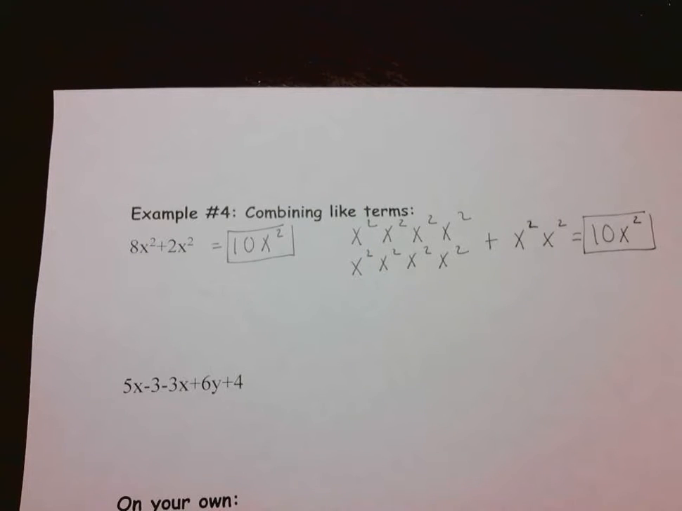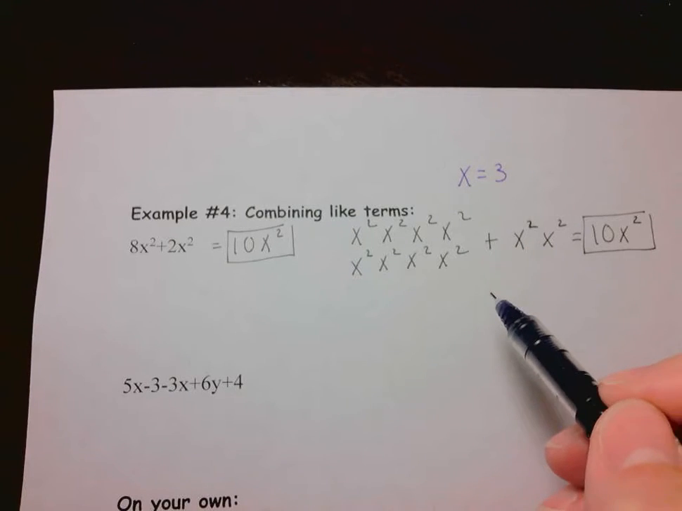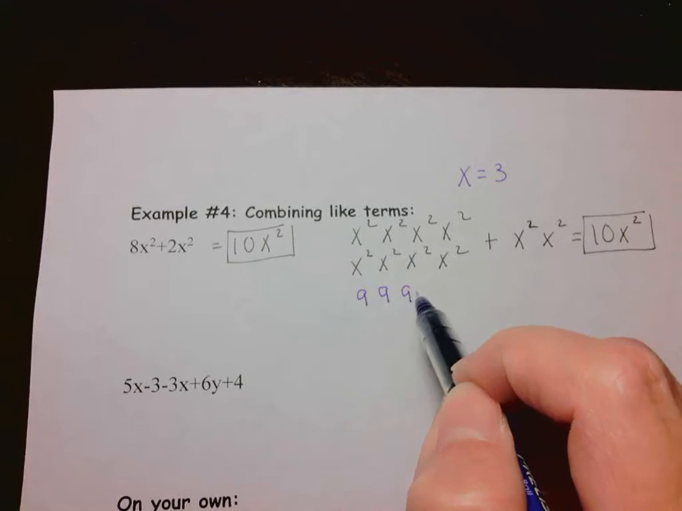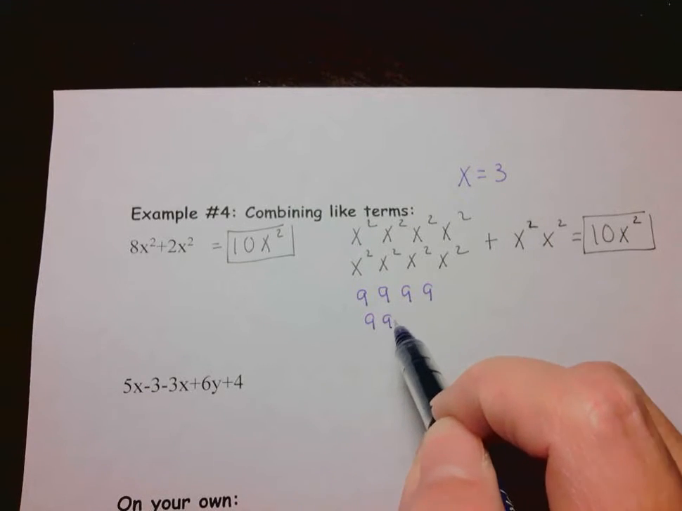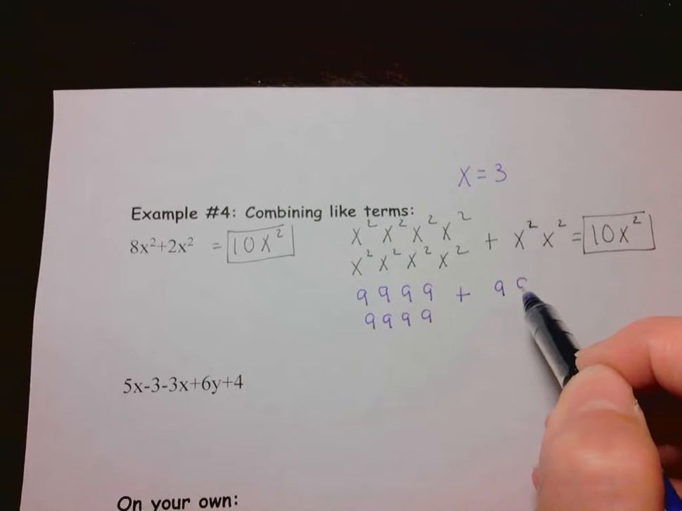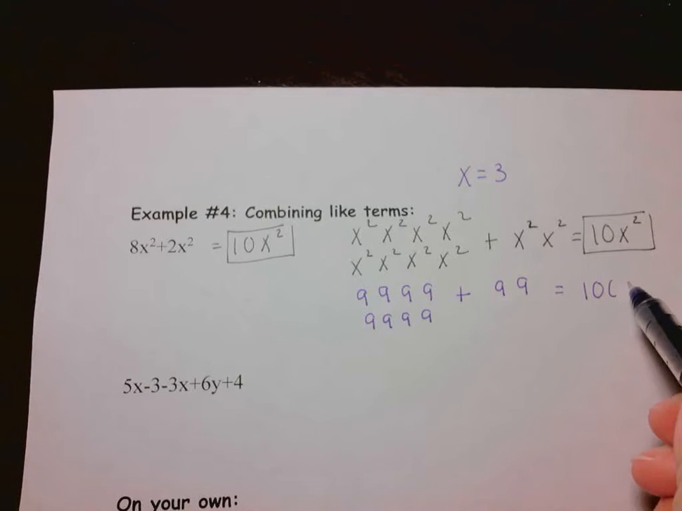Well, let's prove this. Let's see how this works. Let's just pretend x is 3. If x is 3, x squared becomes 9. I have 8 9s here, plus I have another 2 9s. So that means I have a total of 10 9s, which is 90. Let's follow through with the proof and make sure this is all correct.